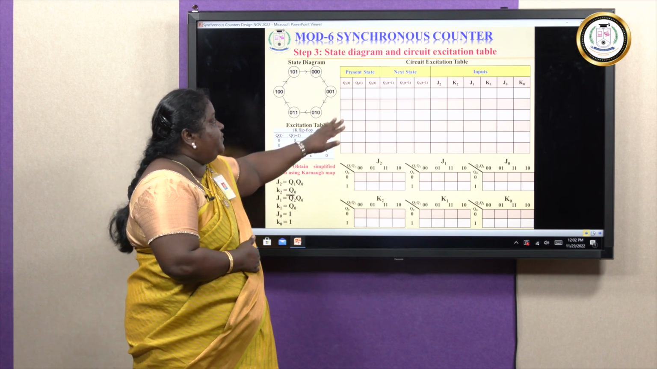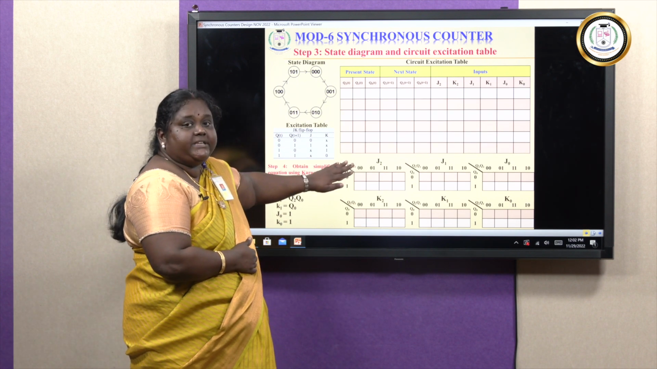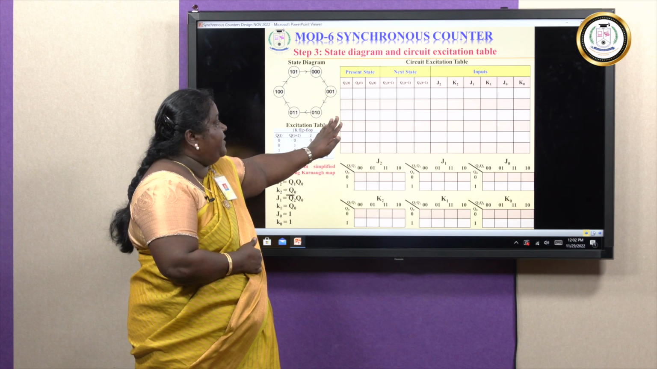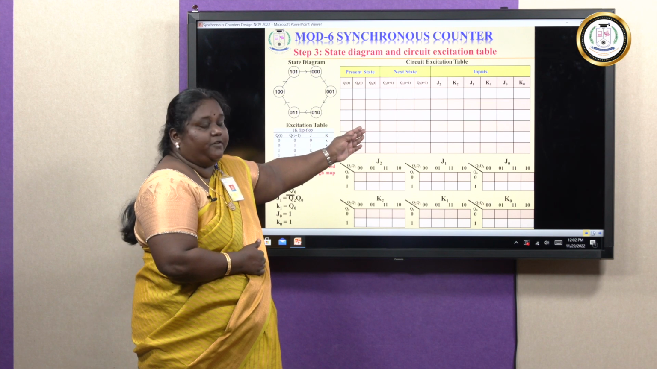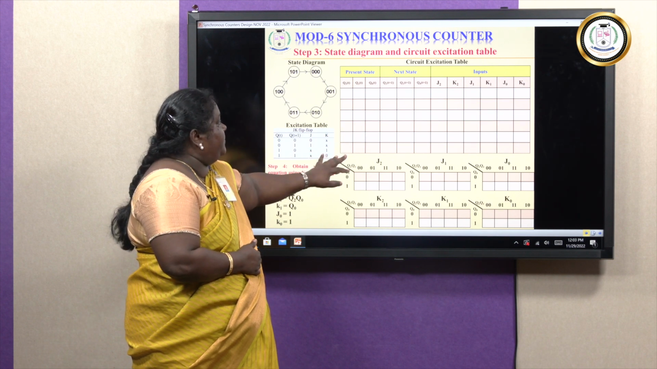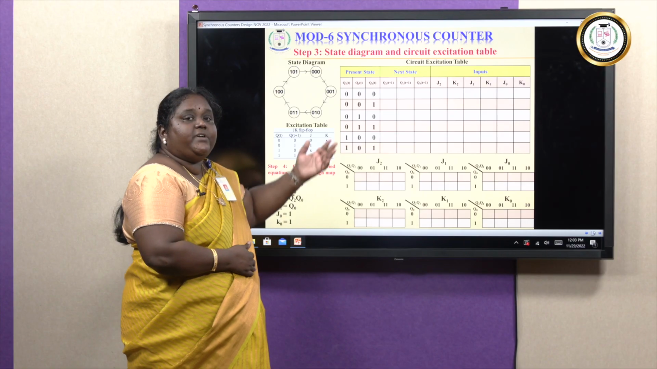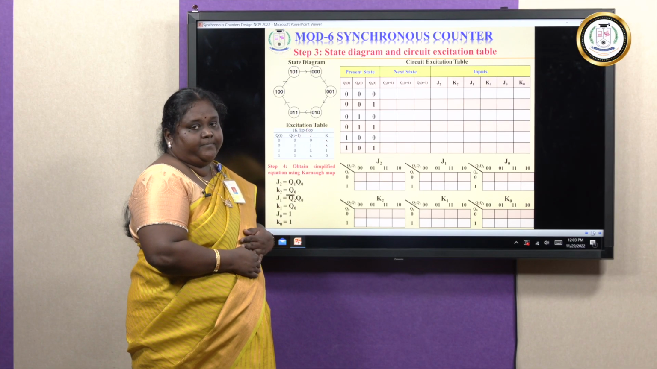First we have to fill all the present states of this column, that is the present state Q2 of t, Q1 of t and Q0 of t. Now let us try to fill. So first state it is going to be 0, 0, 0, and next it is going to be 0, 0, 1, and next it is going to be 0, 1, 1, and next it is going to be 1, 0, 0, and then 1, 0, 1. Okay, so we have filled all the present states.